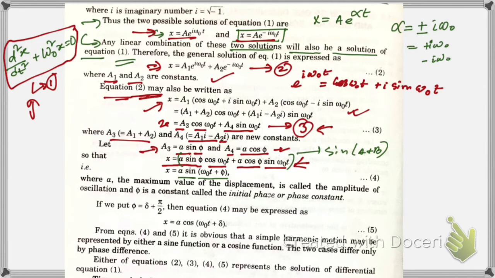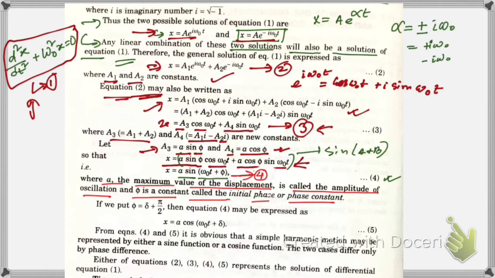This is equation number 4, already written here. It's too far, that's why I have written it here. Let me write it clearly. Equation number 4, right? So here a is the maximum value of displacement, called the amplitude of the oscillator, and phi is the constant called the initial phase or phase constant, right?